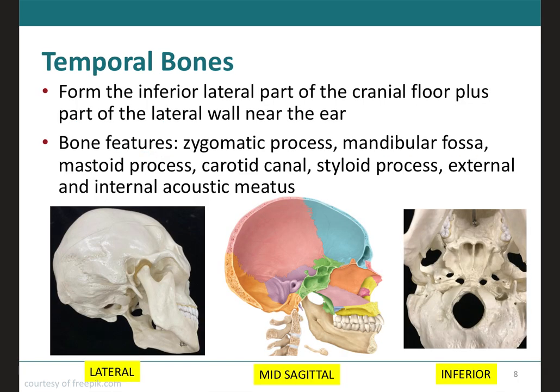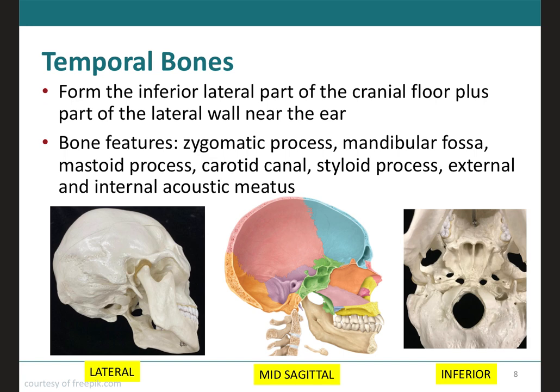The 2 temporal bones are going to form the inferior lateral aspect of the cranium and also part of the cranial floor where the brain will sit on top. The term temporal comes from tempo, which actually means time, so it's a reference to the graying of the hair in the temple area as time passes. So that's where the name temporal comes from.